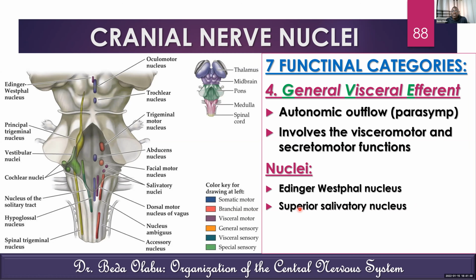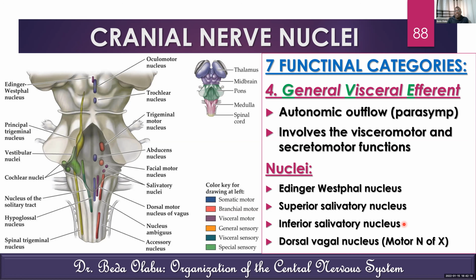Then the rest of the superior salivatory nucleus contains the cell bodies of preganglionic neurons of facial nerve which go to the submandibular and sublingual gland, the ones that will be carried through chorda tympani. Inferior salivatory nucleus contains the cell bodies of the preganglionic neurons that are contained within glossopharyngeal nerve, the ones that go to the parotid gland.